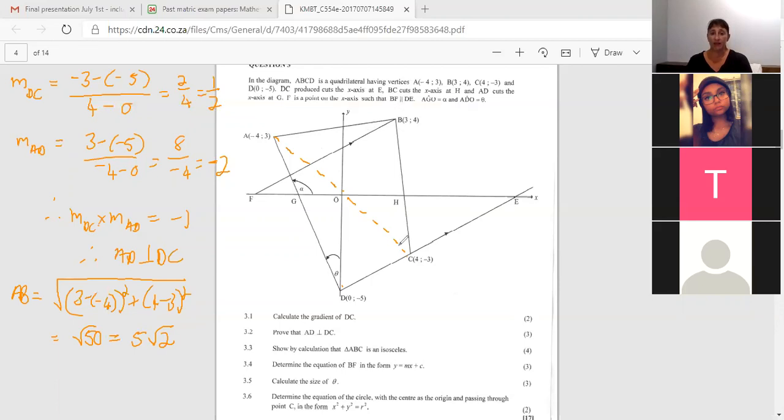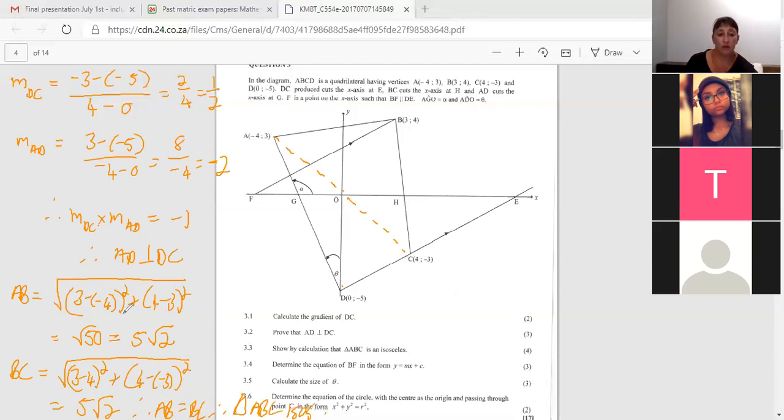All right, and then let's find the length of BC. Okay, square root of 3 minus 4 squared plus 4 minus 3 squared. And that is exactly the same as this. It is 5 root 2. Therefore, AB equals BC. Therefore, triangle ABC is isosceles. Okay. Reason, two equal sides.